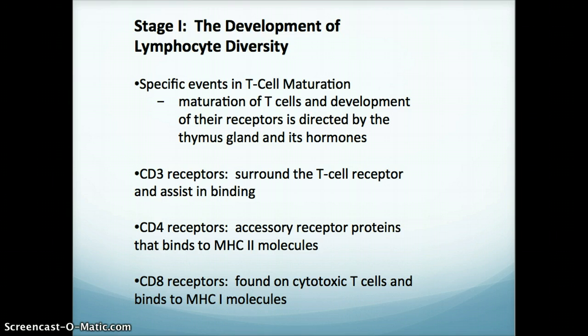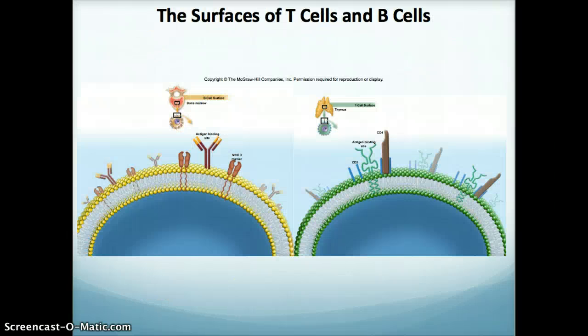So if we look at the surface of a B cell and a T cell, you'll see a little bit of a difference here. We see that this is the B cell on the left, and it has that antigen binding site here. Now when we look at the T cell, we have an antigen binding site here, but you'll see it has these helper receptor cells near it, the CD4 and so on. So they're a little bit different looking.